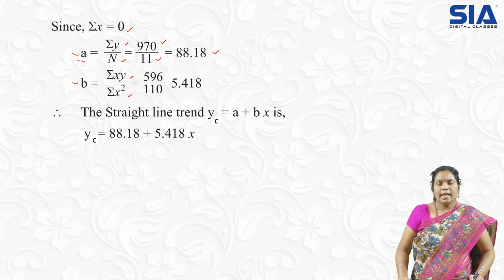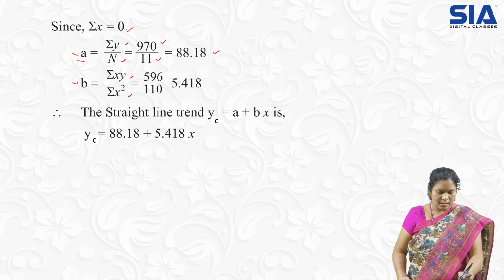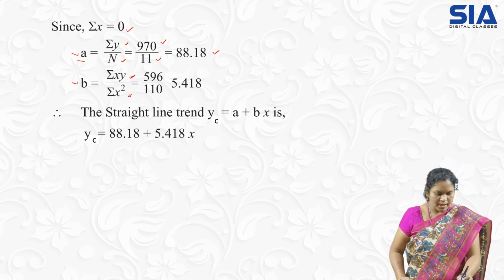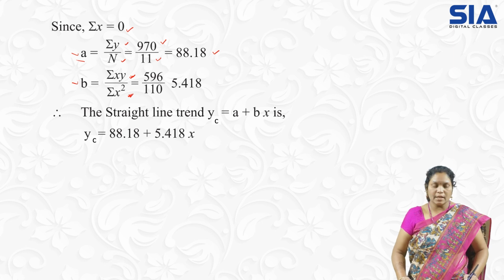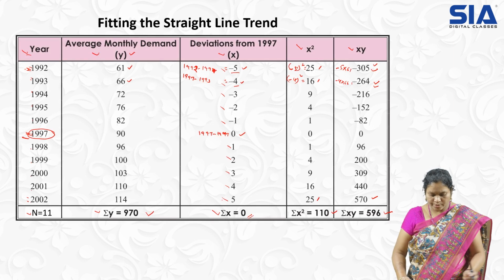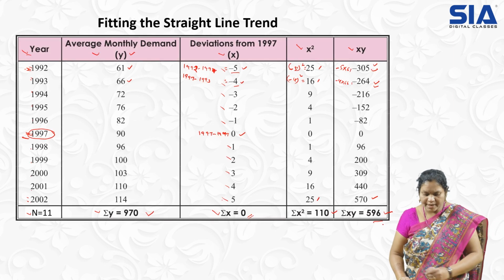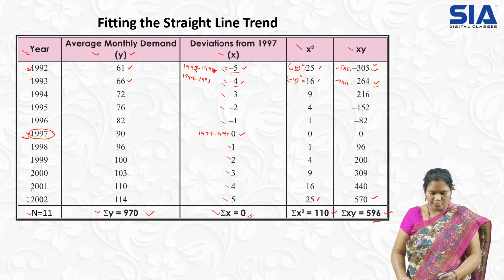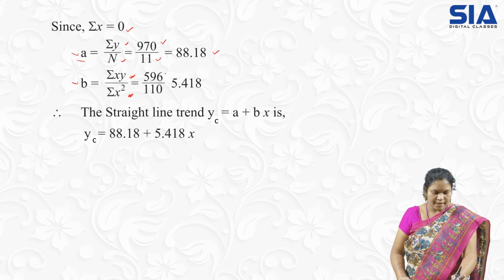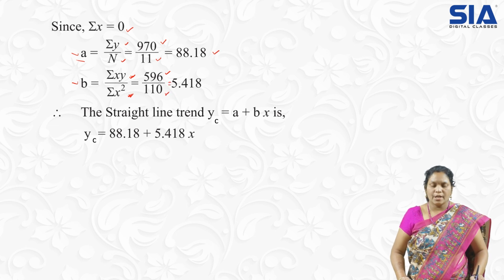Now similarly, let us find out b also. b is equal to summation xy by summation x square is the formula. Let us check it out. Summation xy total we have 596 and summation x square total we have 110. So let us substitute 596 by 110. We got the answer as 5.418. So in this way we obtained a, b values.